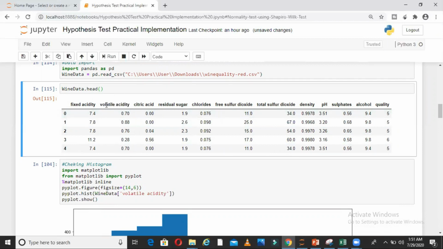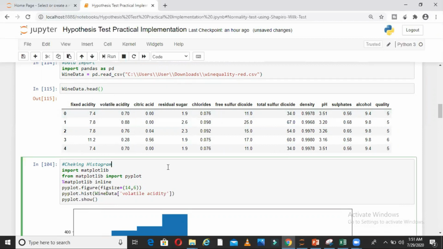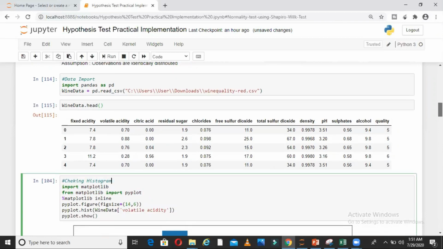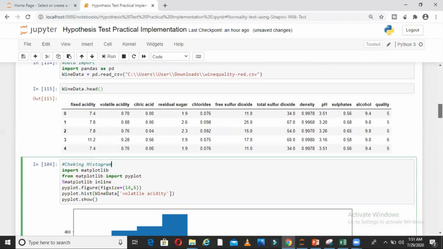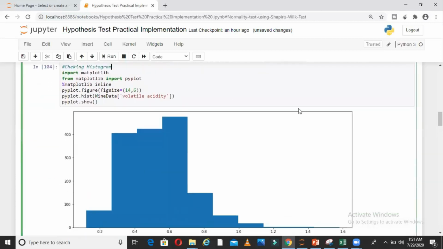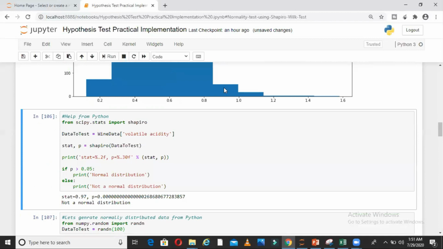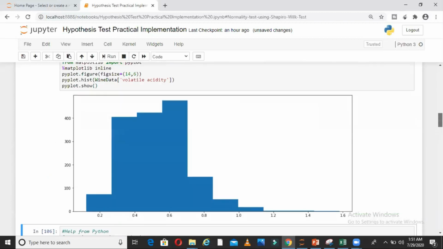If you can see this column, I have taken volatile acidity, and before doing the statistical test, the Shapiro-Wilk test, I am just plotting a histogram for this data. So I am rerunning the code here. If you can see, the histogram is getting plotted. Now what can you observe from this histogram? Take a moment and think through: do you see this data as normally distributed or not normally distributed?